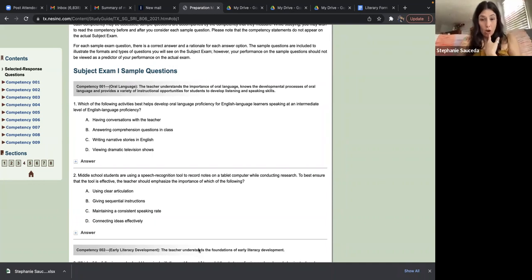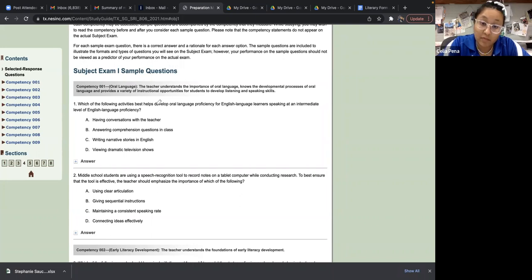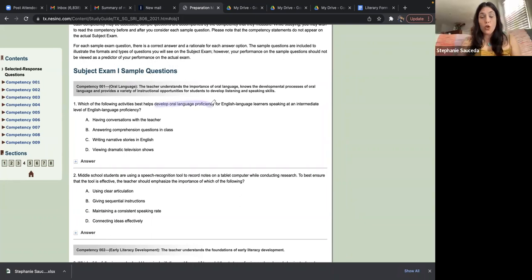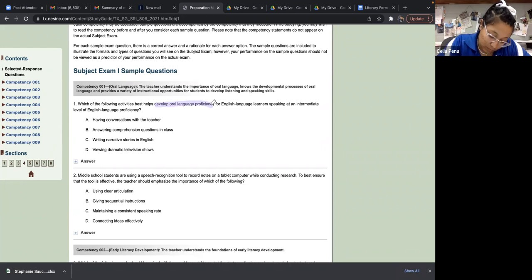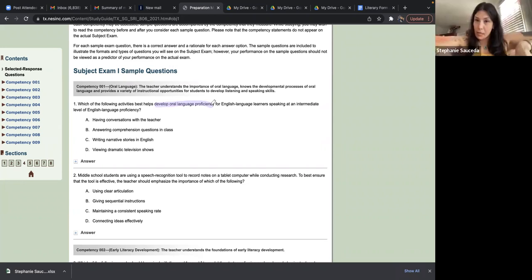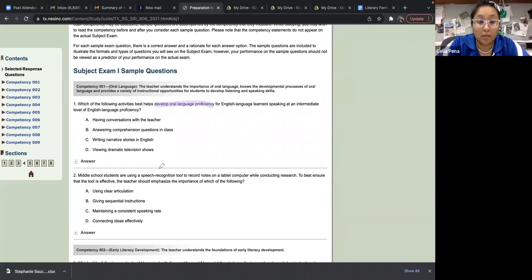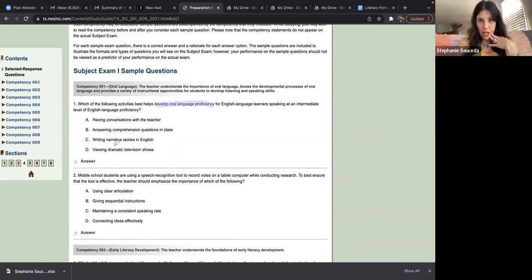Right. So I also agree, very important, that we are trying to develop oral language proficiency. So that's really important to pay attention to when you're taking the exam. What part of the whole language scheme is this asking for? Answering comprehension questions in class. Writing a narrative story. Is writing oral language? No.